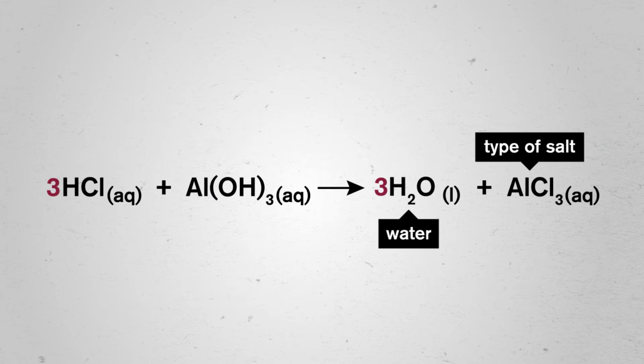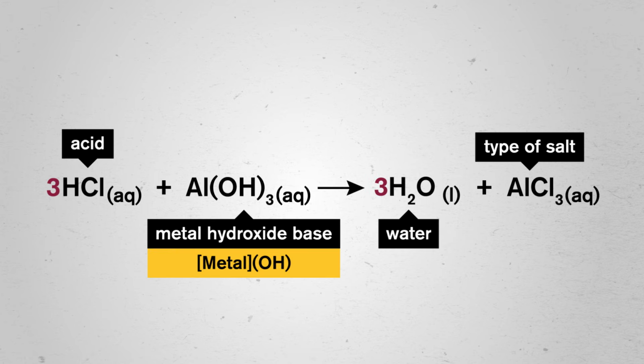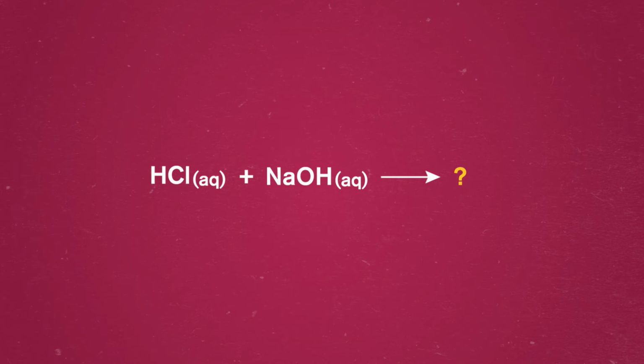Some examples you might see often feature hydrochloric acid, or HCl, reacting with bases in the form of a metal hydroxide. To test out what we've learned so far, we can examine an acid-base reaction to see if it fits the bill for any other chemical reaction types we've already discussed. Let's try combining a strong acid and a strong base in the form of hydrochloric acid and sodium hydroxide.